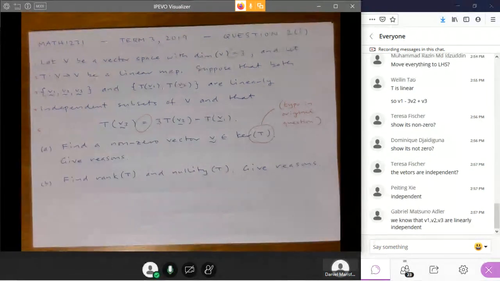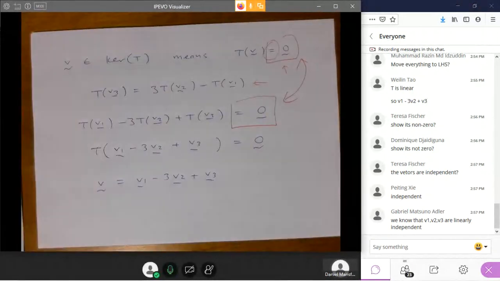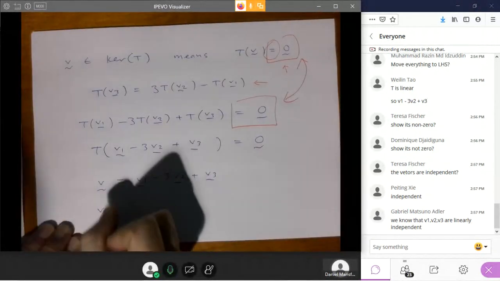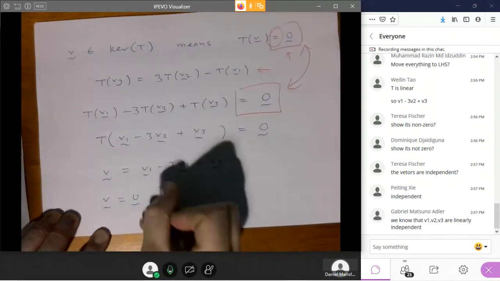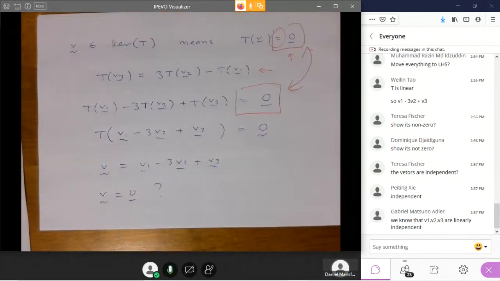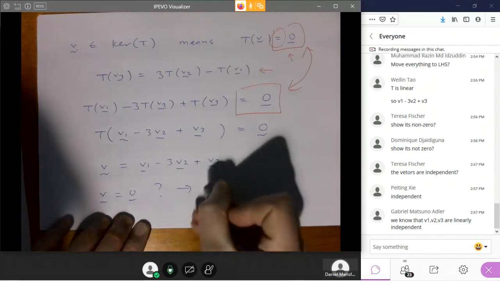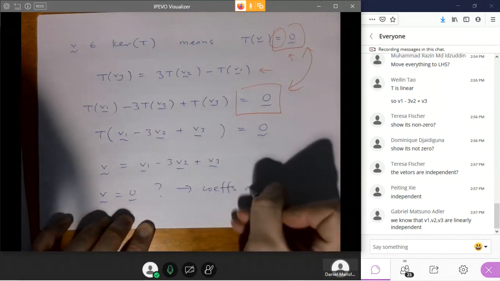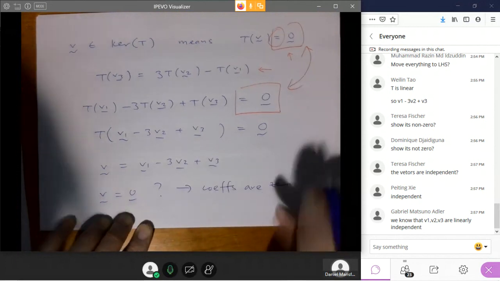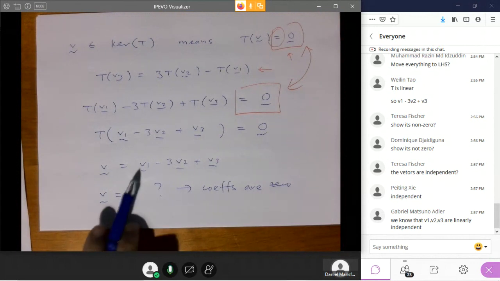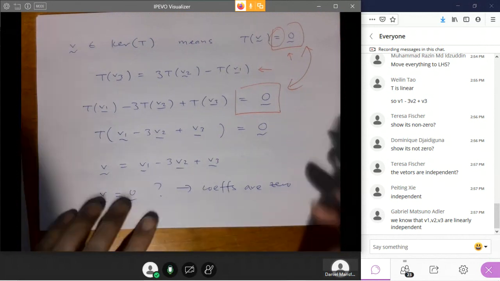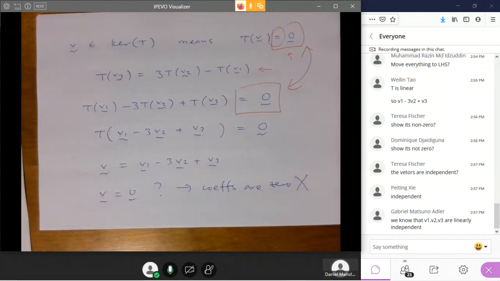The vectors are independent, yeah, so lots of people got that, great. What does it mean that they're independent? That means that for this to be 0, let's write v equals 0 question mark. Since they're independent, that means that the coefficients are 0, all of them. But that's obviously not true because the coefficients are 1, minus 3, 1. So that's not true, and therefore v can't be equal to 0. Okay, now has everybody got the idea of this? Any questions about the ideas?